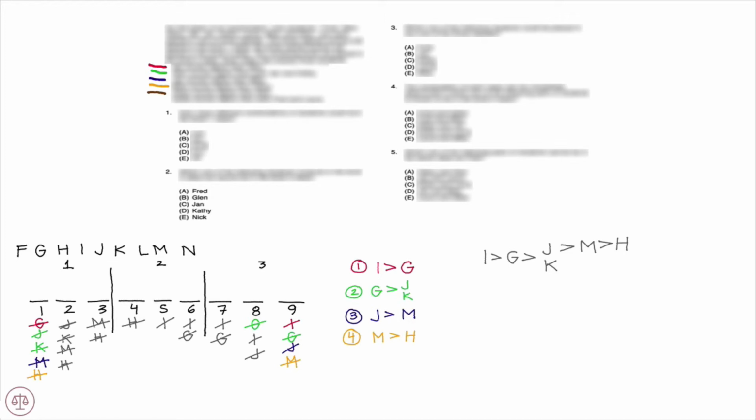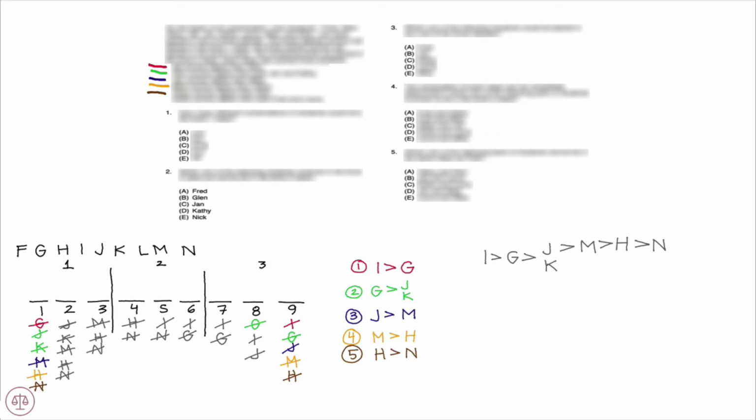H scores higher than N. So H to the left of N, that means N cannot be first, and H cannot be 9th. And we can now combine rule number 5 to our large chain. H is to the left of N. So we see that N has 1, 2, 3, 4, 5 students that score higher than him. So that means N can't be first, second, third, fourth, or fifth.